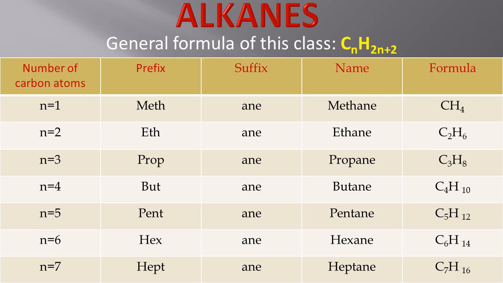But means 4, so the name of the compound should become but only. If it is prop, it is 3. If it is but, it is 4. Then end with ane, it becomes the compound butane. So the formula is C4H10.